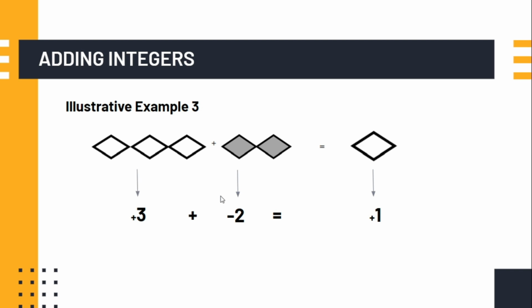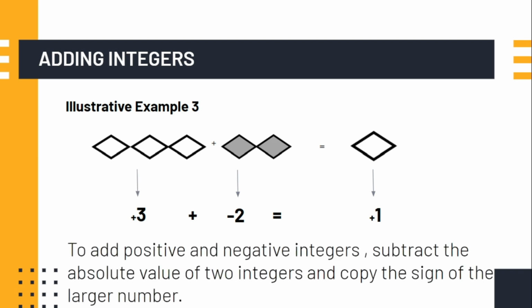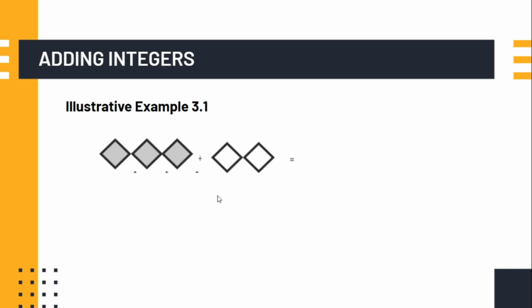Okay? Next. Sabi dyan, to add positive and negative integers, just subtract the absolute value of those two integers and then copy the sign of the larger absolute value. Okay? Another example. We have here negative 3 and then positive 2. Correct? Negative 3, positive 2.